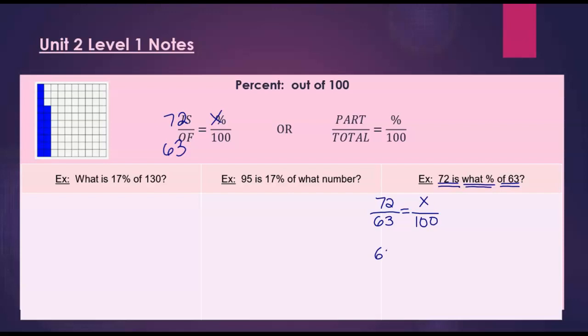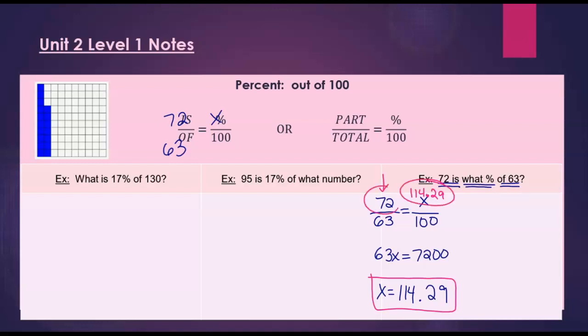So 63 times x is 63x. 72 times 100 is 7,200. Divide by 63, and we get 114.2. Instead of 8, I'm going to say 0.29 since the next number was 5 or above. So if I substitute that in for my percent, well, that divided by 100 is the same value as 72 divided by 63. And that was good. That was over 100 squares because 72 is over 63 squares. Now that is percent, so I am going to write my label.